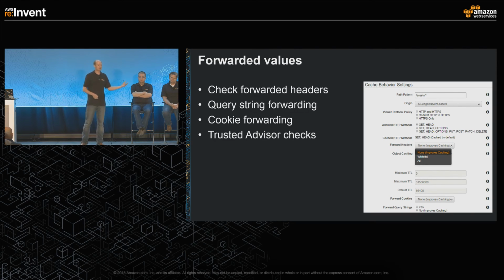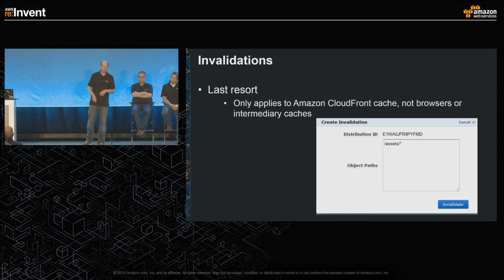And last week, Trusted Advisor launched 2 new checks, one of which integrates with CloudFront, and it scans your distribution configuration. It checks to see if you're forwarding values which have a great impact on the cache hit ratio, such as user agent, and it will actually make recommendations to you so you can be notified of changes you can make to improve the cache efficacy of CloudFront.